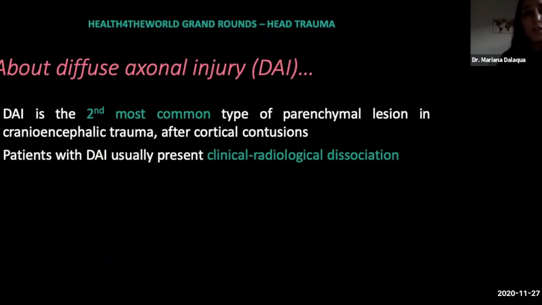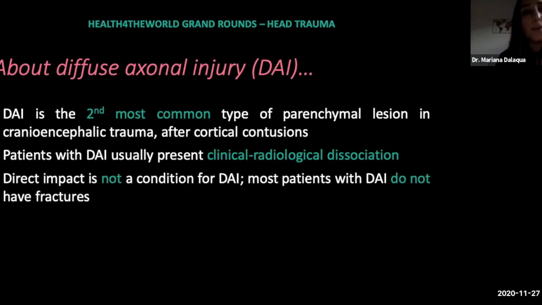Patients with diffuse axonal injury usually present clinical radiologic dissociation. What does it mean? It means that sometimes the CT is okay and the patient is not okay. So we should think about it and we should do an MRI to try to understand what's going on. Okay, so remember, direct impact is not a condition for diffuse axonal injury, and most patients with this do not have fractures. So we come back to the story of the X-ray.